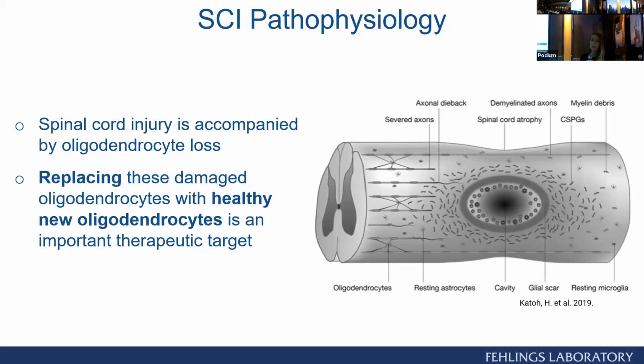So as we all know, spinal cord injury is accompanied by a complex pathophysiology with many different consequences, one of which is oligodendrocyte loss, and that is accompanied by demyelination. Now, oligodendrocytes are the myelinating cells of the central nervous system that facilitate efficient signal transduction. And so replacing these damaged oligodendrocytes with healthy new oligodendrocytes is an important therapeutic target in order to promote functional recovery.